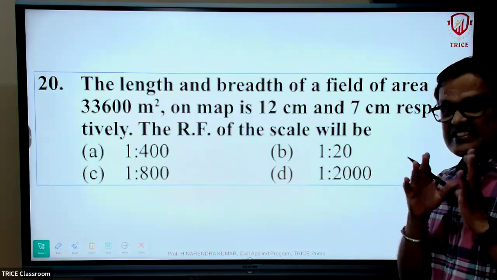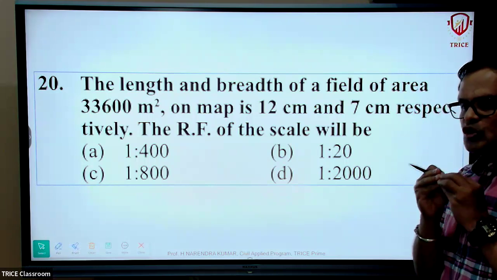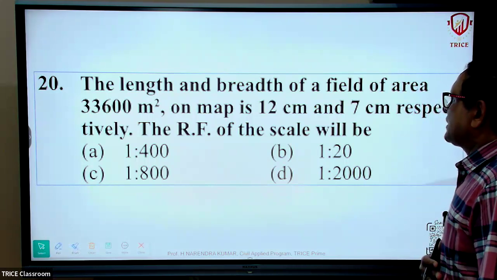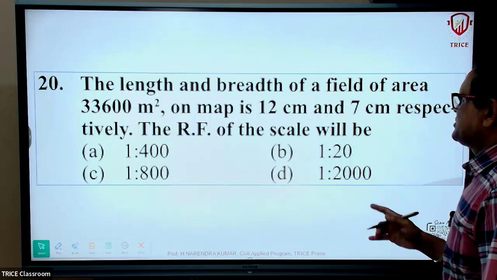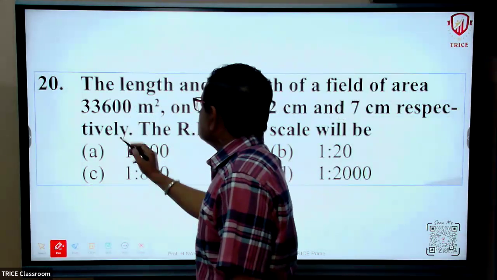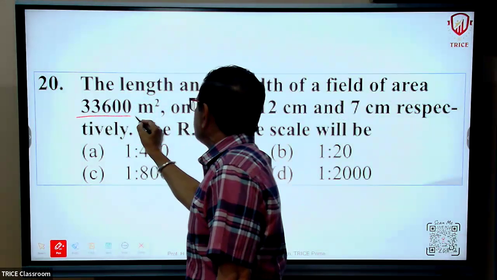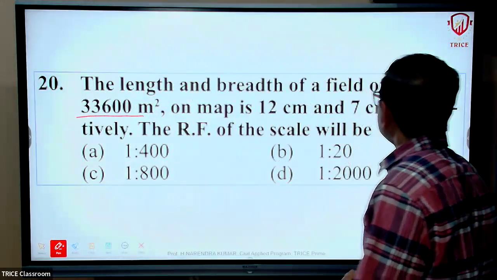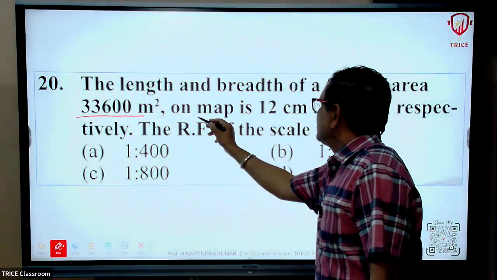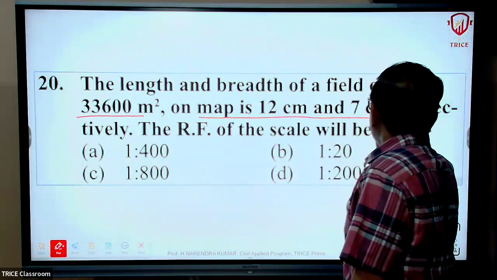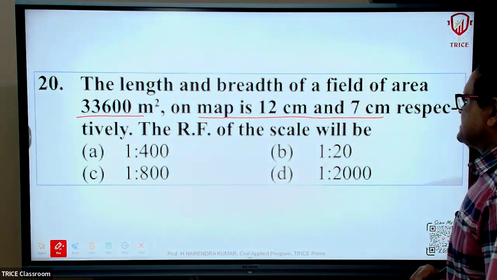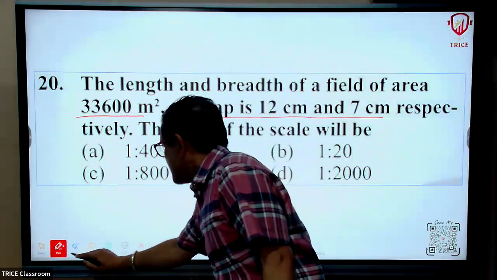First we need to understand the problem. Read slowly. RF of the scale will be, I need to calculate the RF value for this. So two things I need to remember here. Area is 33,600 meters square field area, whereas on the map, 12 centimeter by 7 centimeter is the measured value. What is the RF for this?